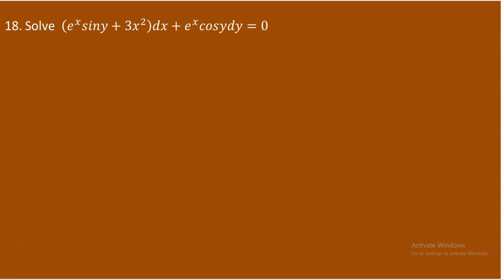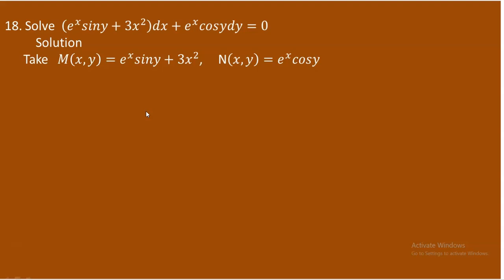So again here, students, let's first assure that this is exact. Now your M is the coefficient of dx, which is e to the power of x sin y plus 3x squared, and your N is going to be e to the power of x cos y. Now let's apply the partial derivative with respect to y and with respect to x for each of these two one by one. So the partial derivative of M with respect to y is going to be e to the power of x times cos y.